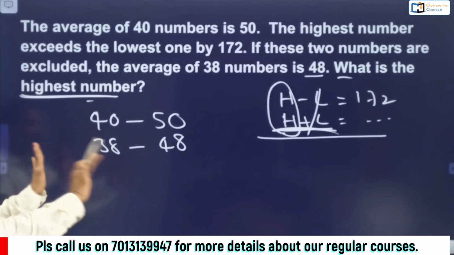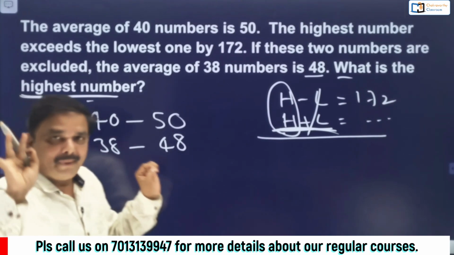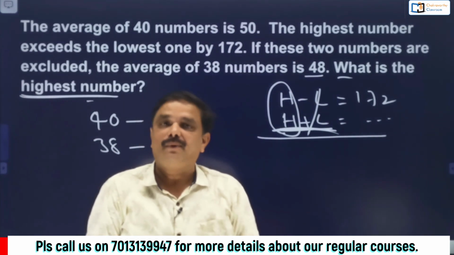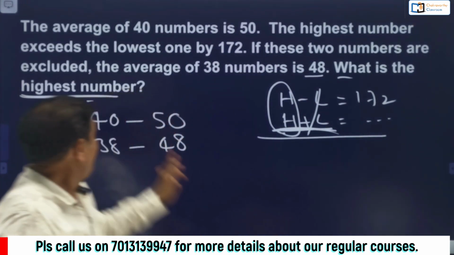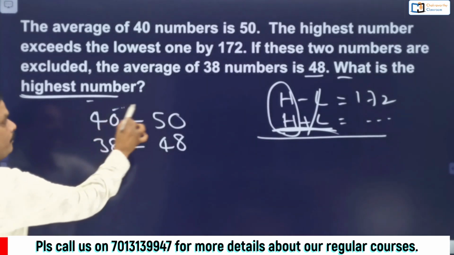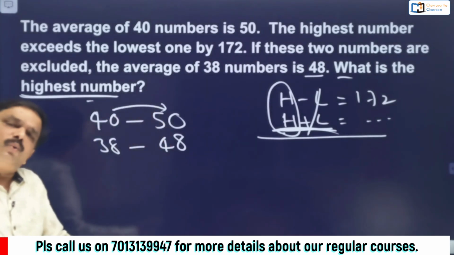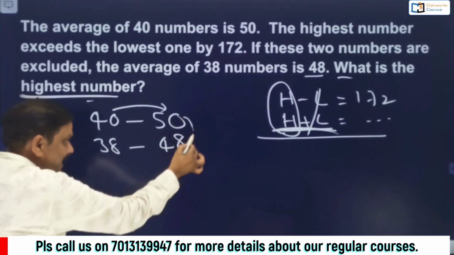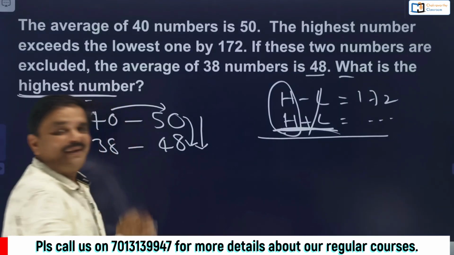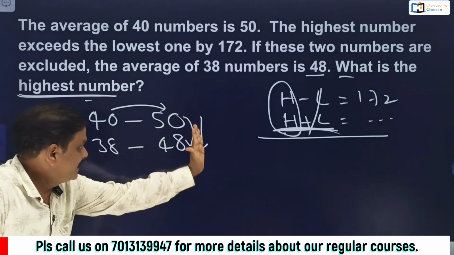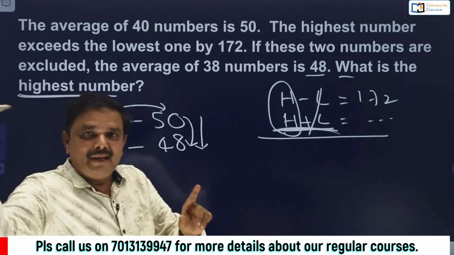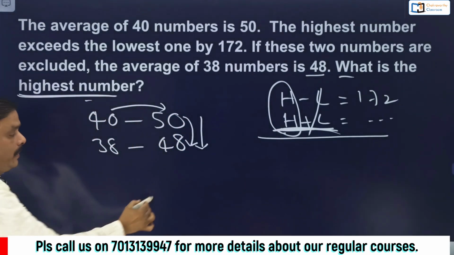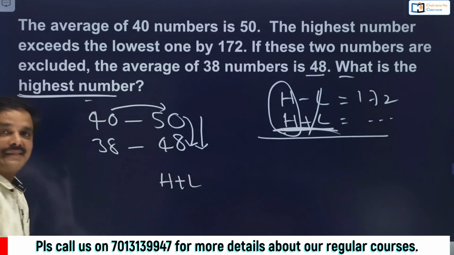Don't take anything as x or y, or don't take the complete sum or very lengthy calculations. Don't go for that one. Simply think logically. How? Average of 40 numbers is 50. Two numbers are taken. When the two numbers are taken, the average has been reduced. Think a little logically. When average is decreased, when two numbers are eliminated, that means sum of those two numbers. Actually, what are those two numbers? Highest and lowest, isn't it?